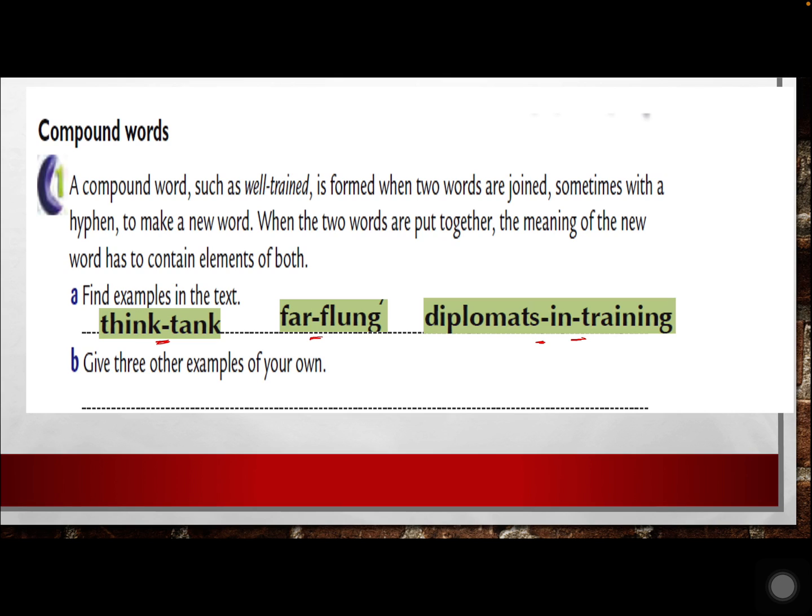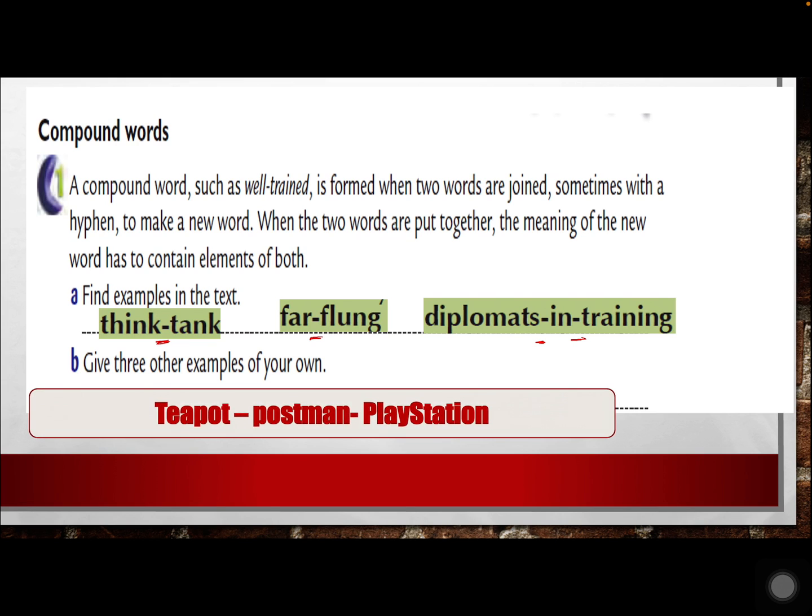Now give three other examples of your own. Of course, if you think of the language that you learned so far, you can get three more examples, for example, teapot, postman, PlayStation, and so on.